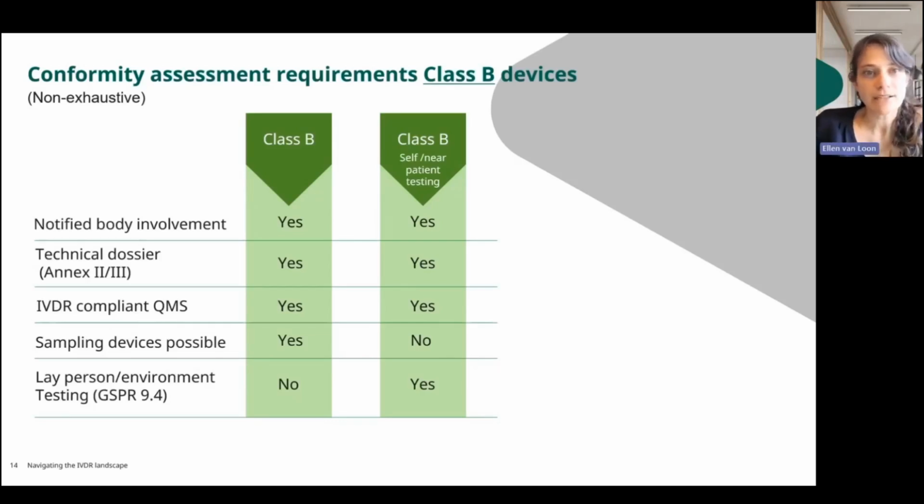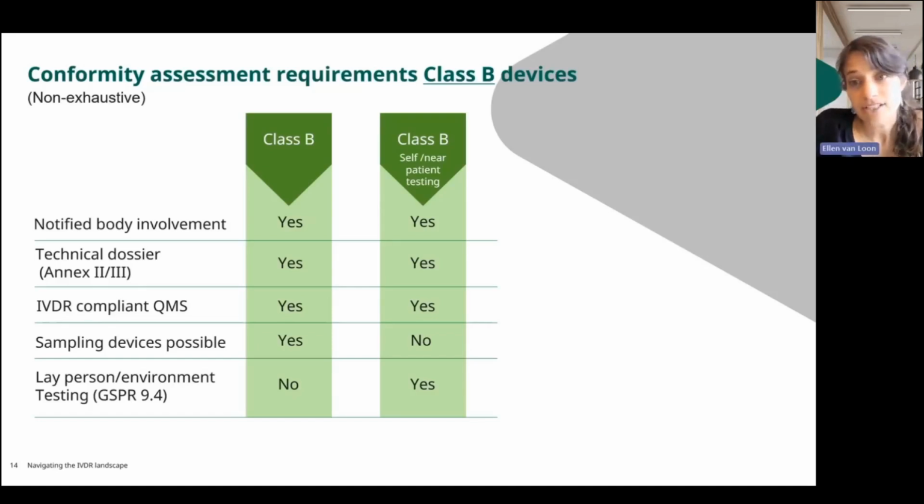Then if we go to the Class B devices, we have two. So we have the normal Class B devices, but we have also the Class B devices that are self or near patient testing devices. In both cases, a notified body is involved and a technical dossier should be made, and the QMS should be compliant to the IVDR. For the normal Class B devices, the sampling of devices is possible. However, for the self or near patient testing devices, all files should be checked, so sampling is not possible.